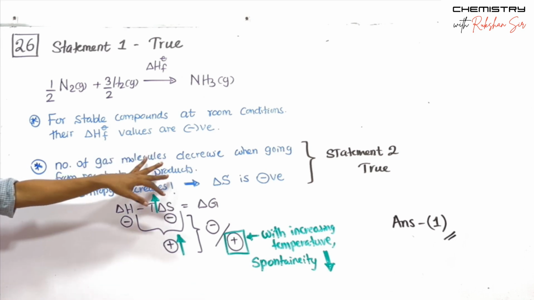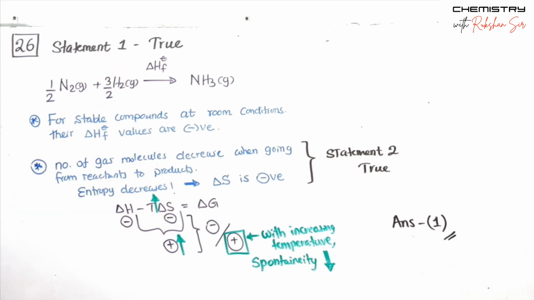The reaction is non-spontaneous because the sign of delta S is negative. So the second statement explains the reason for the first statement. So the answer is answer number 1. This is the review for question number 26.